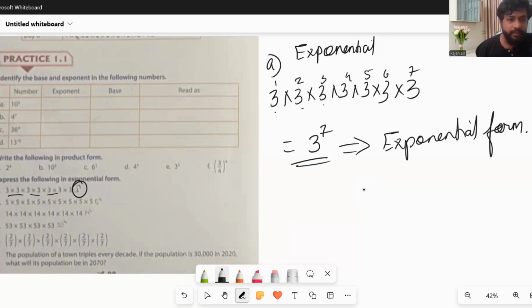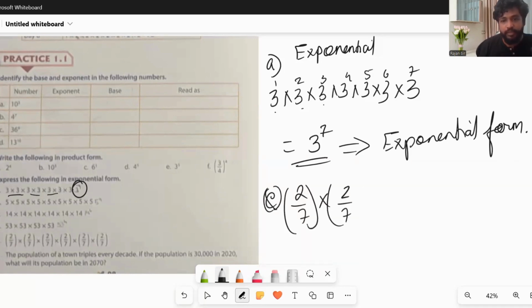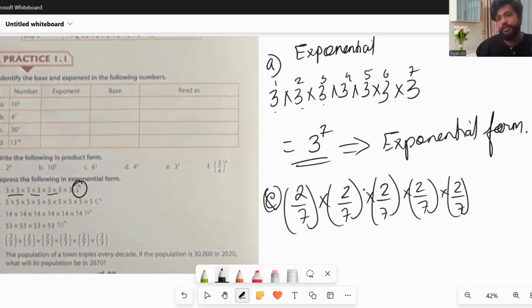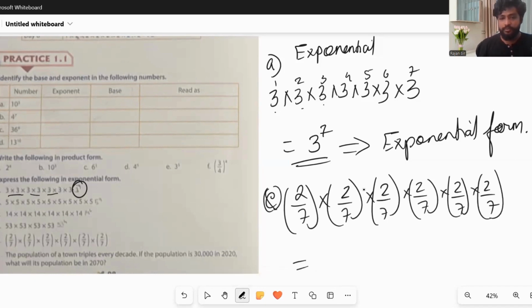Okay, easy. Now I'm going for the next one because it is easier to understand. Now 2 by 7 into 2 by 7 into 2 by 7 into 2 by 7. I think this is 6 times. 2 by 7, 2 by 7, 2 by 7. Generally, you write the 2 by 7 first and then count 1, 2, 3, 4, 5, 6. This is raised to 6.